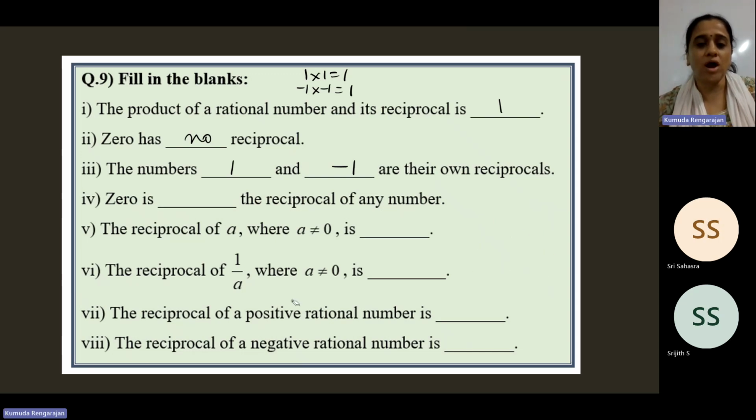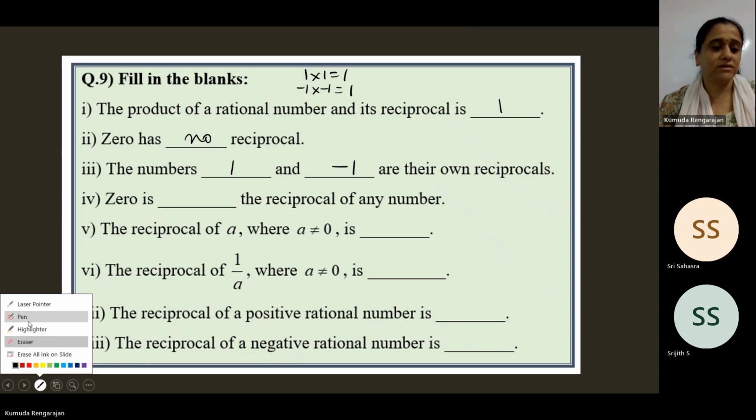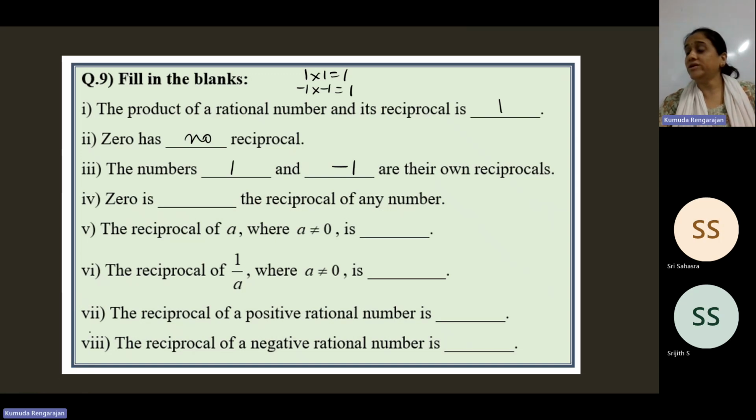0 is not the reciprocal of any number. The reciprocal of A, where A is not 0, something other than 0, is 1 by A. The reciprocal of 1 by A is A.